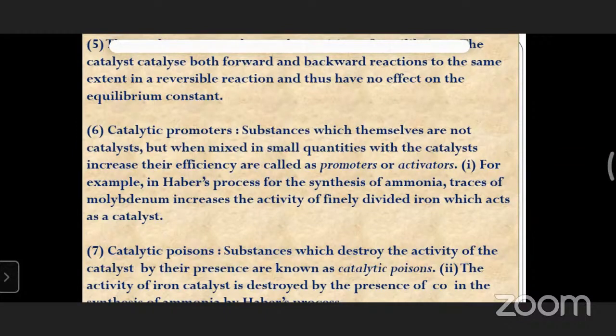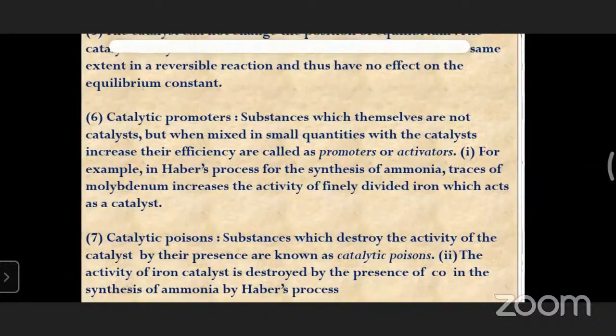Now catalytic poisons. Substances which increase the efficiency of the catalyst are called promoters, or we can call them activators, which activate the activity of the catalyst. Whereas poisons, what is meant by poison here? Poisons decrease the activity of the catalyst.